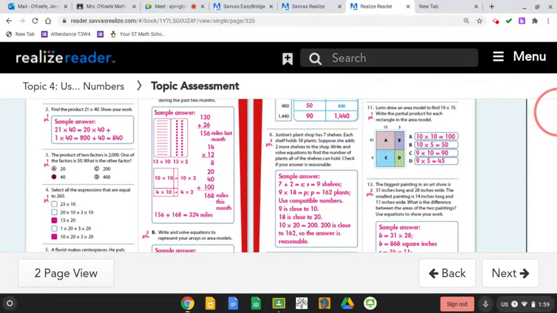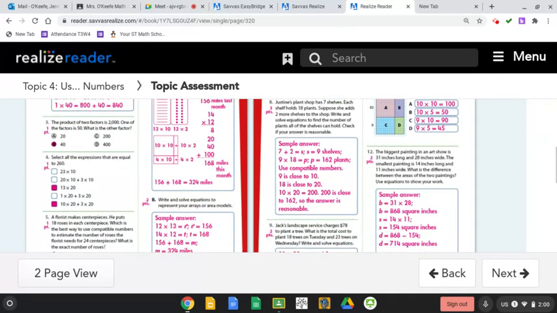Number four, select all the expressions that are equal to 260. Remember, you may have to do all of the problems to figure it out. But the third and last ones are correct because in the 10 times 20 plus 3 times 20, if we were to put parentheses around the 10 times 20 and the 3 times 20, we would solve those. And then obviously that makes 13 times 20.